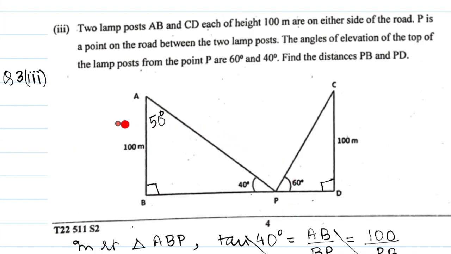Let us come to question 3, third part. The third part is with a diagram which is given. 2 lampposts AB and CD, each of height 100 meter. They are on either side of the road. P is the point on the road between the 2 lampposts, and the angles of elevation of the top of the lampposts from point P are 40 here and 60 here. We have to find PB and PD.